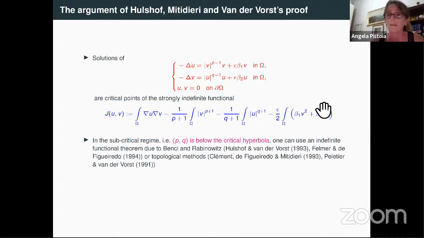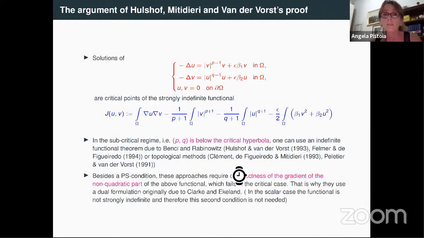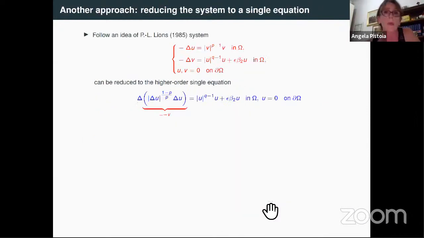Okay, this can be done in the subcritical regime, but in the critical regime it is more difficult, because besides a Palais-Smale condition, this approach requires compactness of the gradient of the non-quadratic part, which fails in the critical case. And it is why Hulshof, Mitidieri, and van der Vorst used a dual formulation due to Clarke and Ekeland. Okay, this is the proof given by Hulshof, Mitidieri, and van der Vorst to produce a solution to the system.